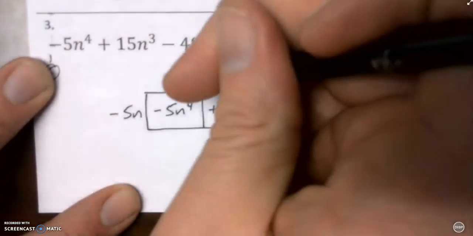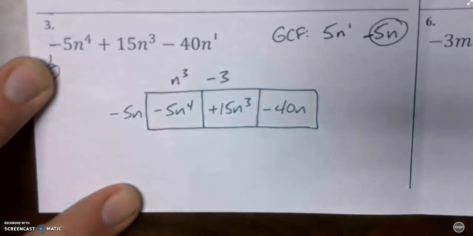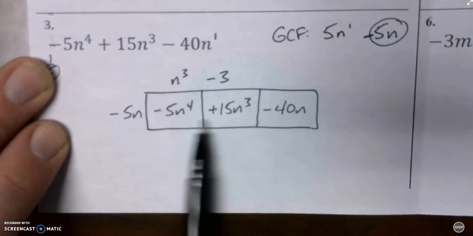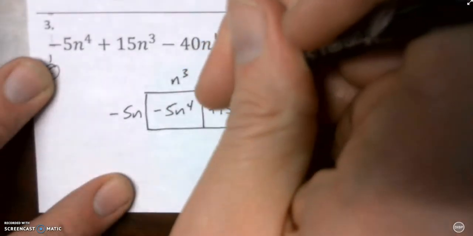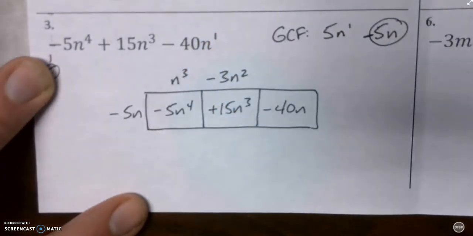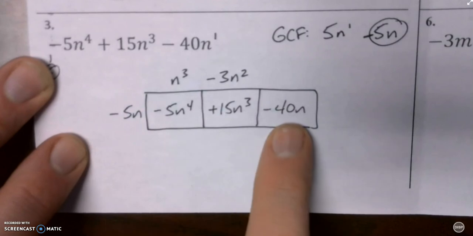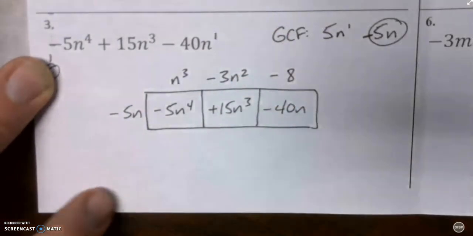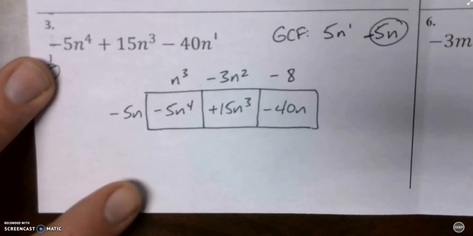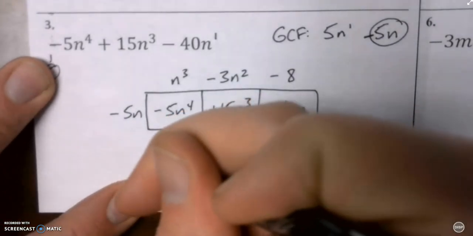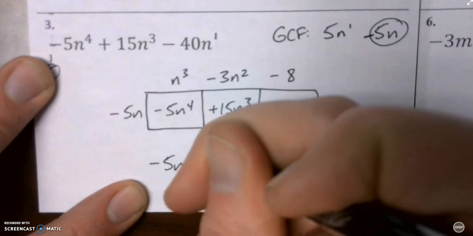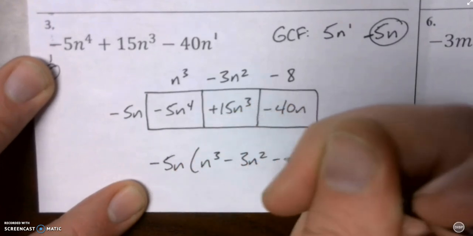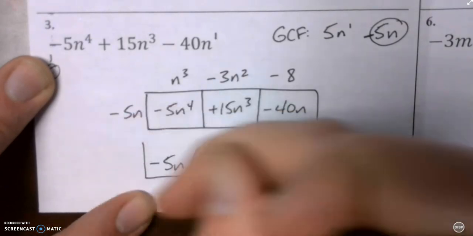I need a negative 3. You see why it has to be negative? Negative 3 times negative 5 makes positive 15. And I think I need n squared. And here I've got negative 5n. I want negative 40n. I need negative 8. And now I can write my factored form. I've got negative 5n times n cubed minus 3n squared minus 8.